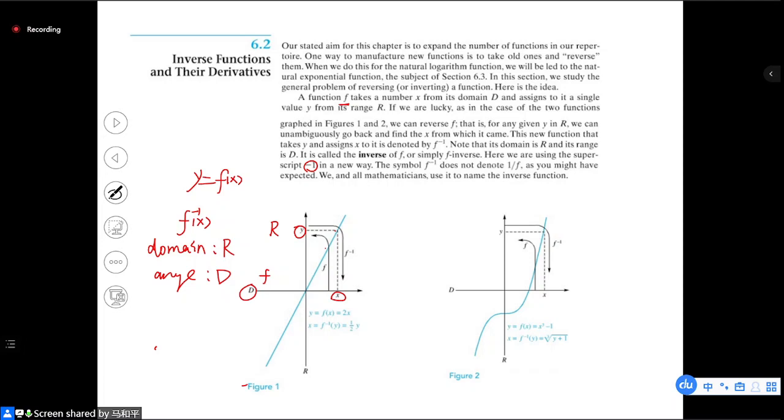As you might have expected, we and all mathematicians use it to name the inverse function. Here, this is the inverse function, it's not a power. Okay?